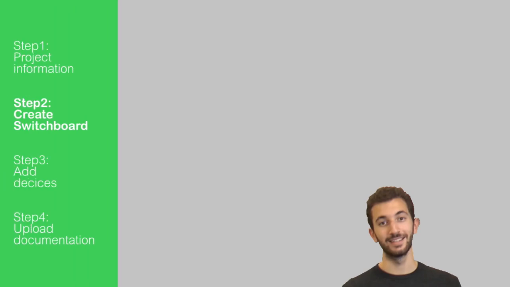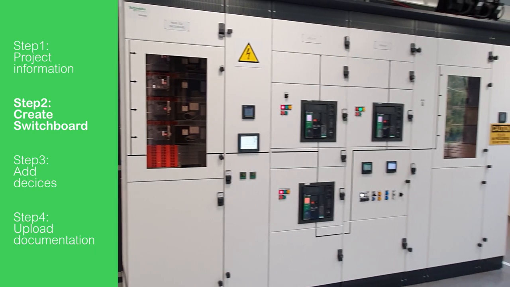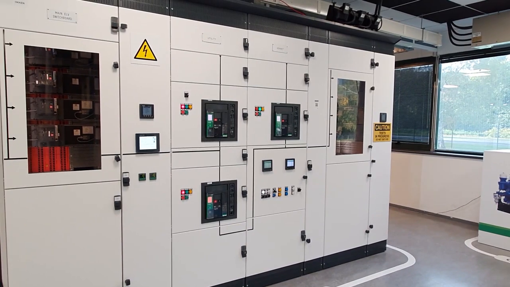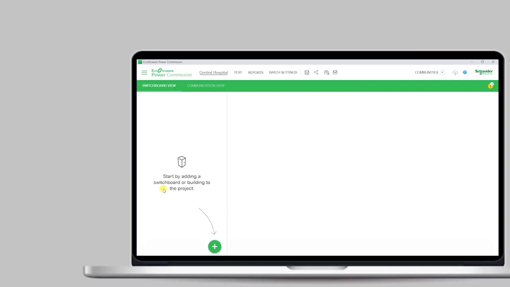Now we can access EcoStruxure Power Commission's main user interface. Let's follow the instructions and start by adding a switchboard to the project. We have two switchboards to set up today, a main low voltage switchboard for a hospital substation and a switchboard for some hospital office buildings. So let's first create the main low voltage switchboard.